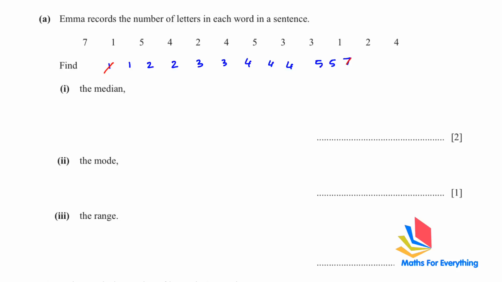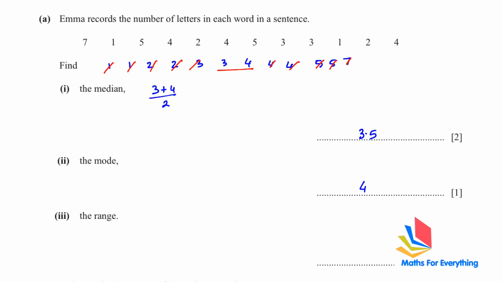you can cut from each side one number. You are left with 3 and 4. Add the numbers together, divide by 2. You will get 3.5. So that's your median. Mode is the most often repeated number. We can see that 4 is the most repeated number. So that is your mode.